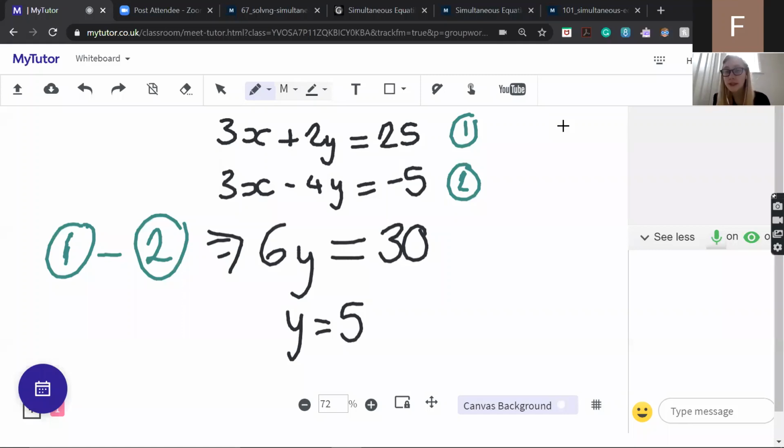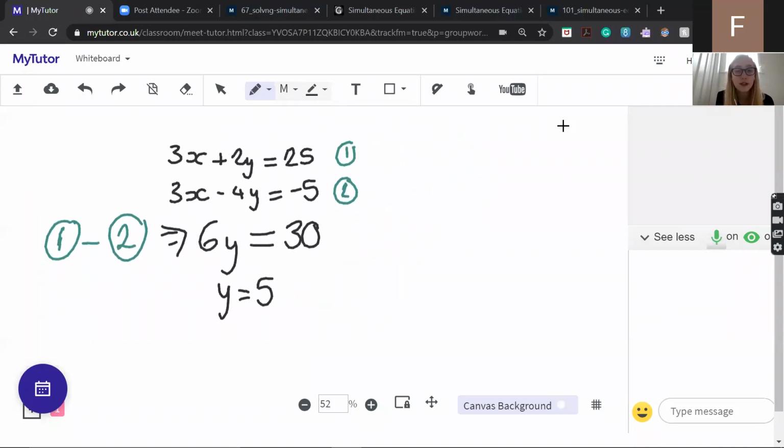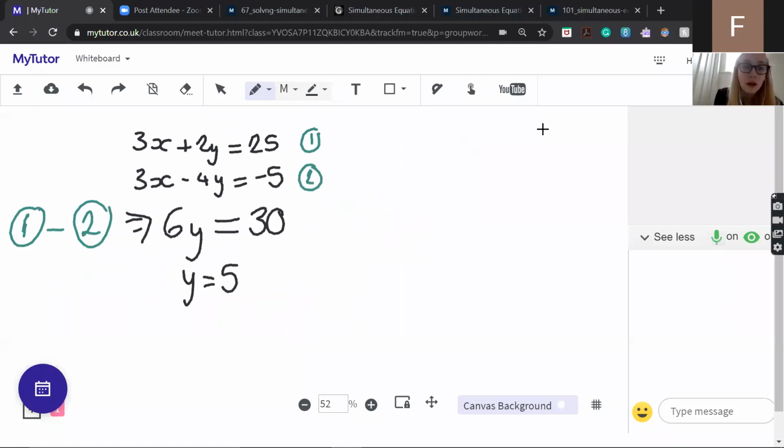Now the thing with simultaneous equations is knowing that y equals 5 is great, but we need to find x as well. Sometimes we'll do them where we cancel out the y, so we'll get x first, just plug it back in to get the other variable. That's what we're going to do. Now both of these equations are true, so it doesn't matter which one we plug it into. I'm going to choose the first one.